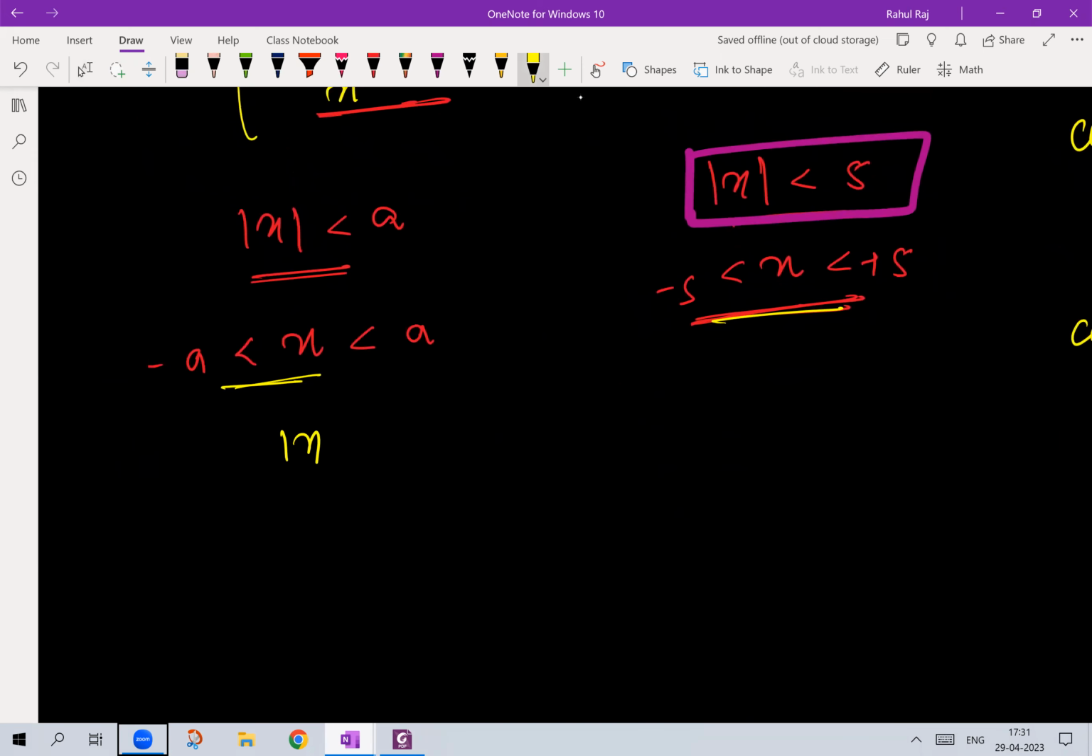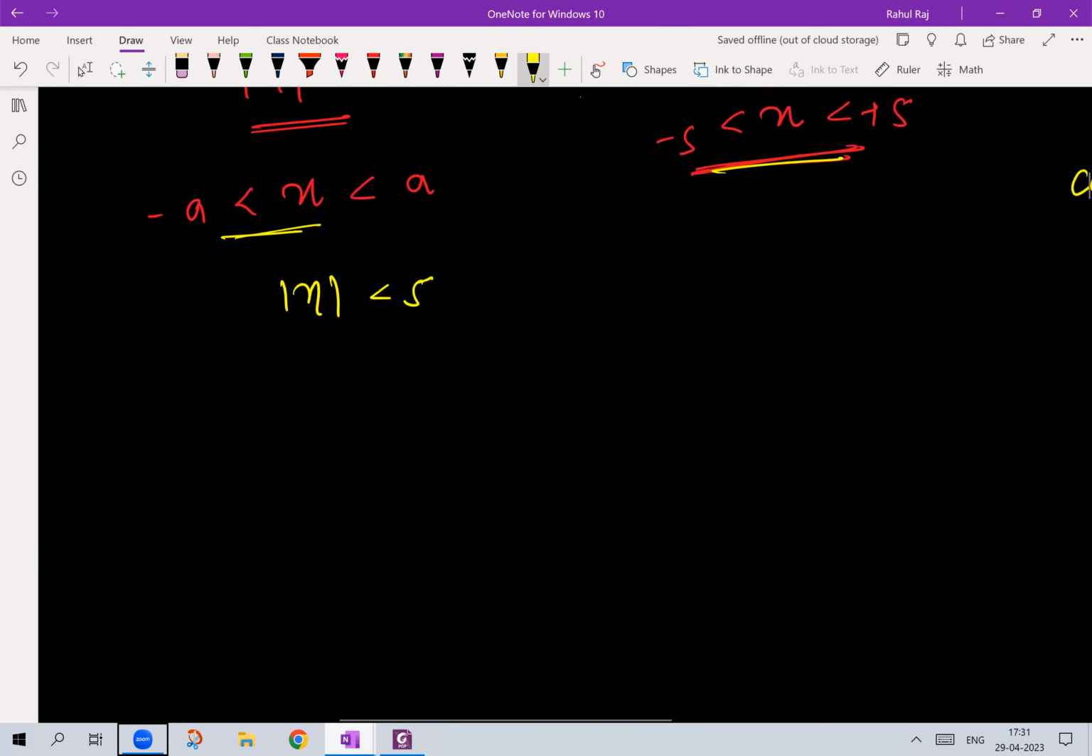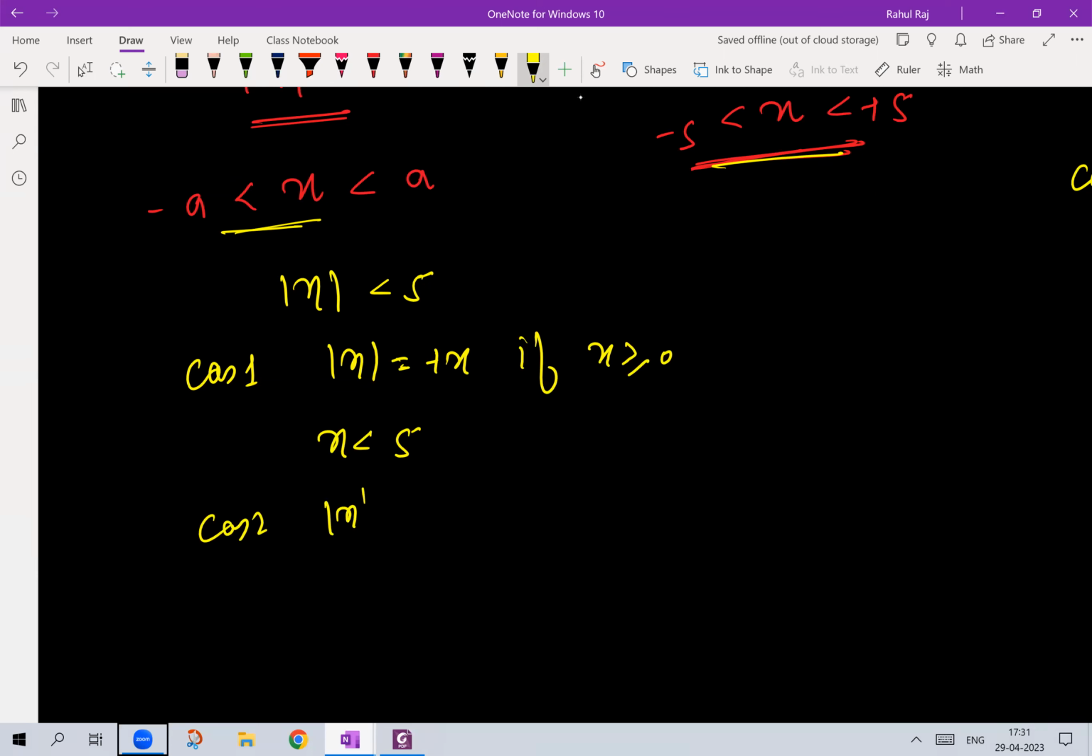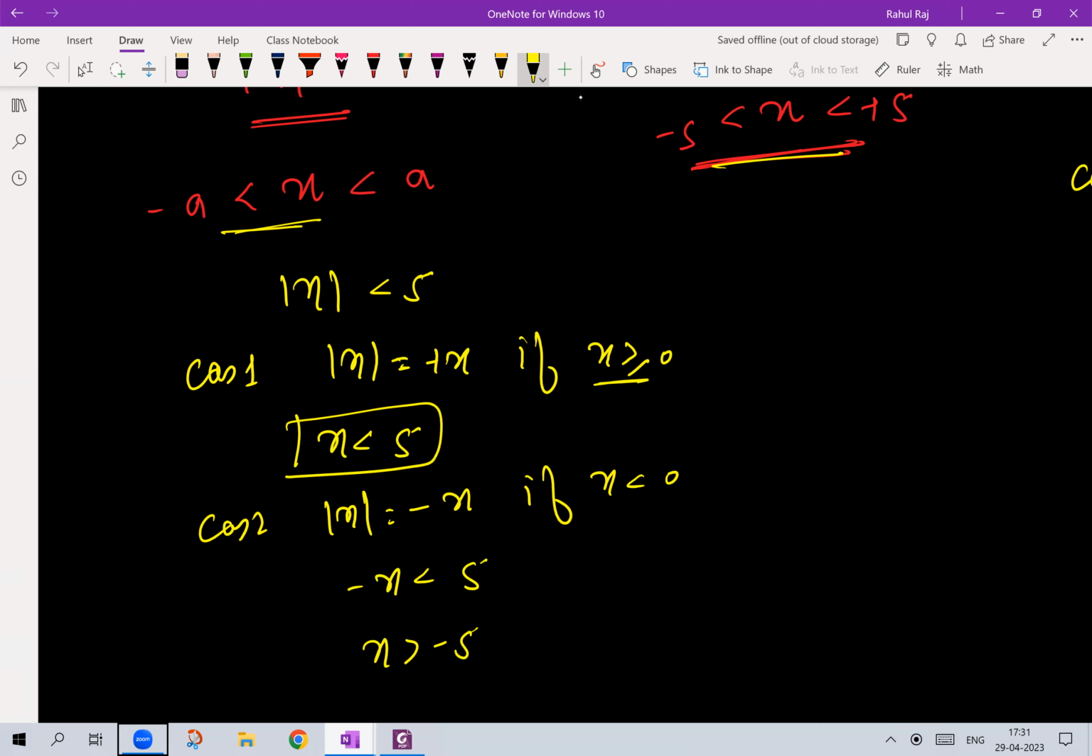See here, mod x is less than 5. Whenever we are opening mod, two cases come into the picture. Case 1: mod x is equal to positive x if x is greater than or equal to 0. That is, x is less than 5. Case 2: mod x is equal to negative x if x is less than 0. That is, negative x is less than 5, which is nothing but x greater than negative 5. So for x greater than 0, 0 to 5 is the solution. For x less than 0, 0 to negative 5 is the solution. Can I say x lies between negative 5 and 5?